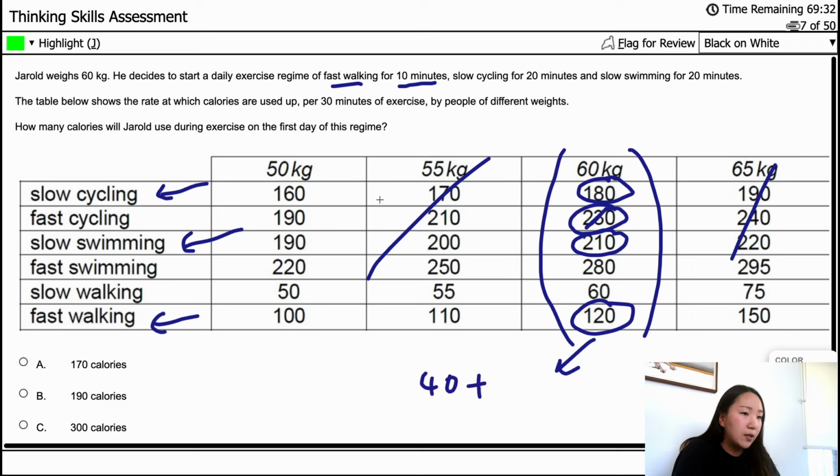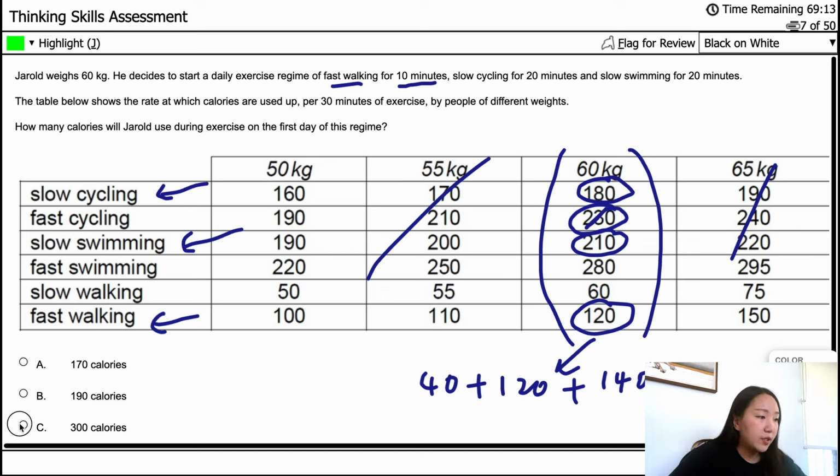He then does 20 minutes of the slow cycling at 180. So that's going to be 120. And then he does slow swimming for the 20 minutes at 210, so 140. And then just add it up, I guess, so 300. So that would be C.